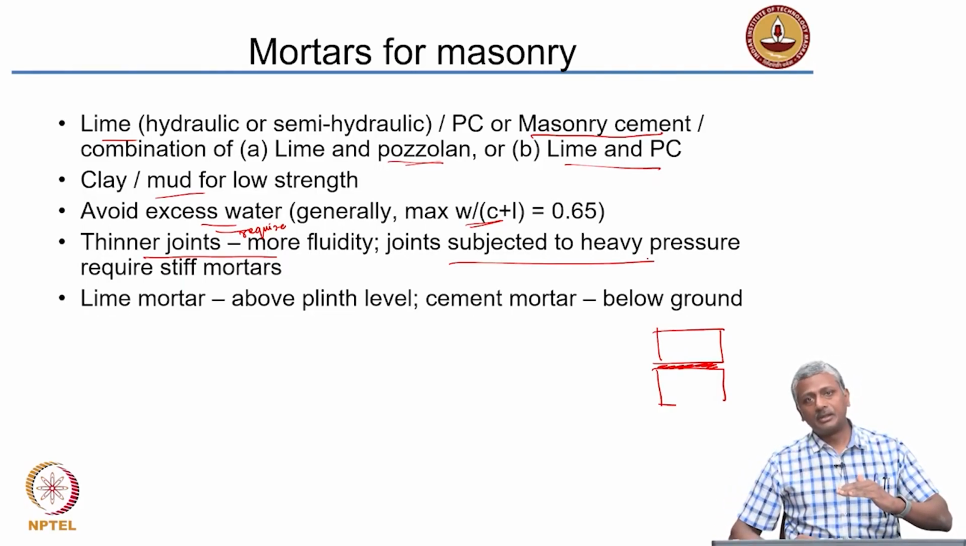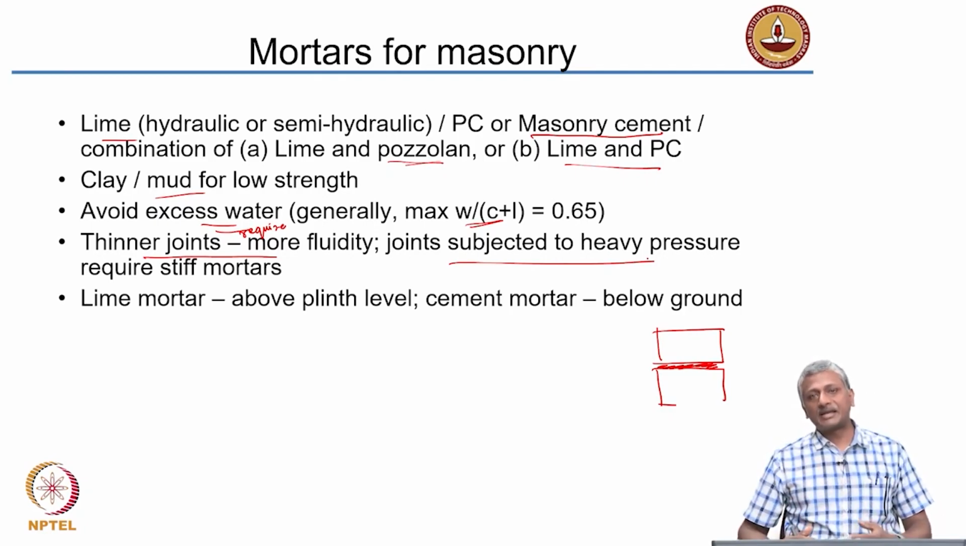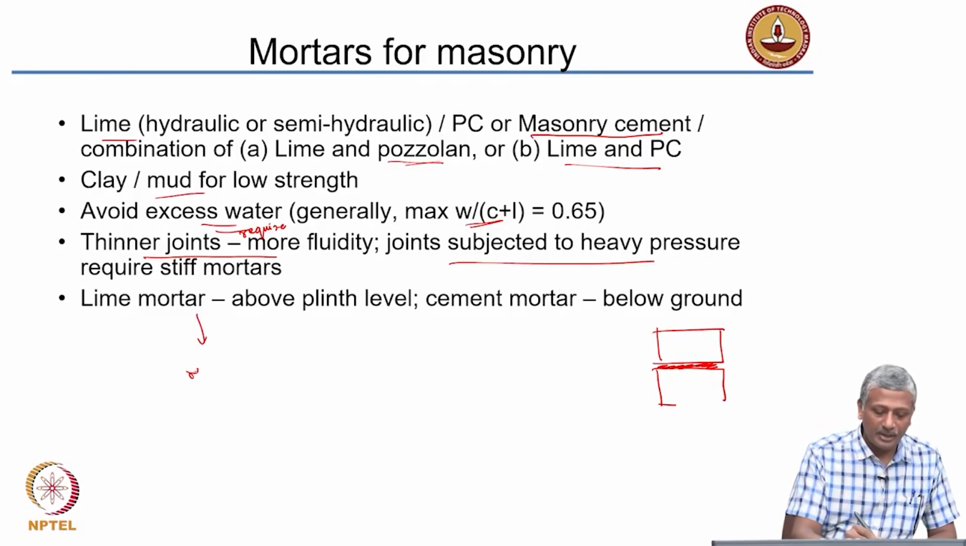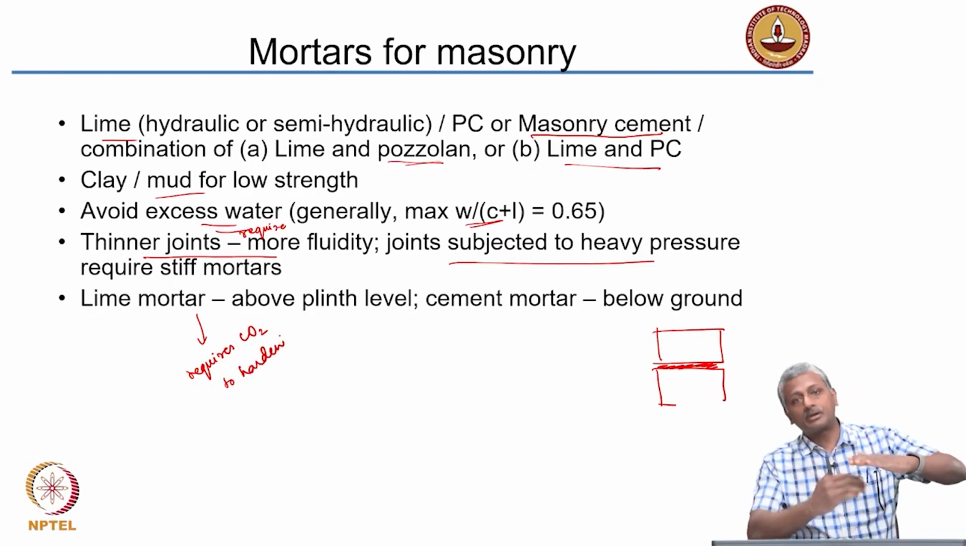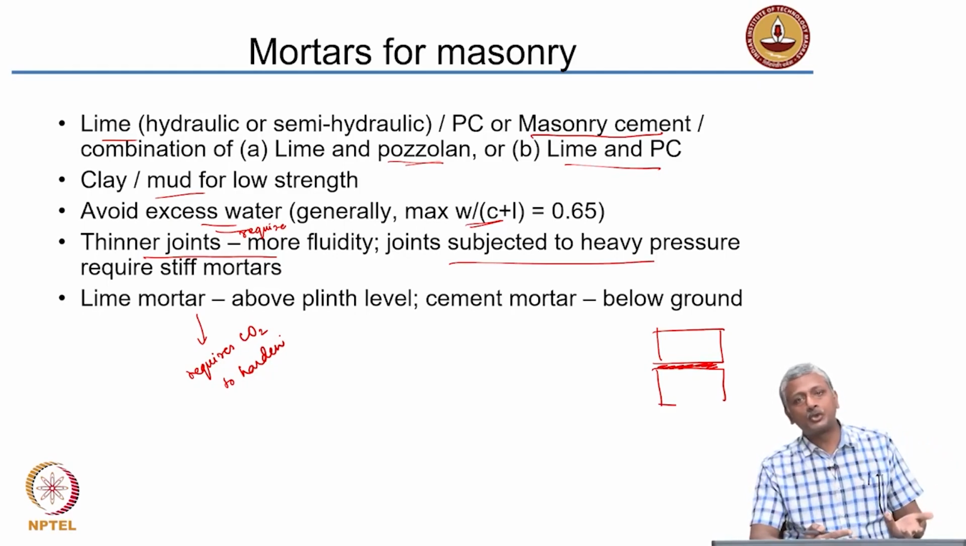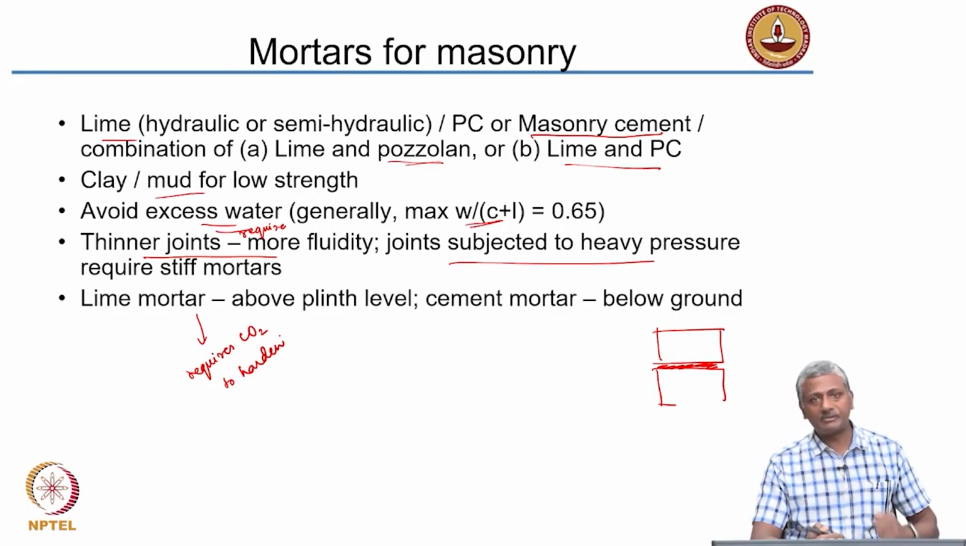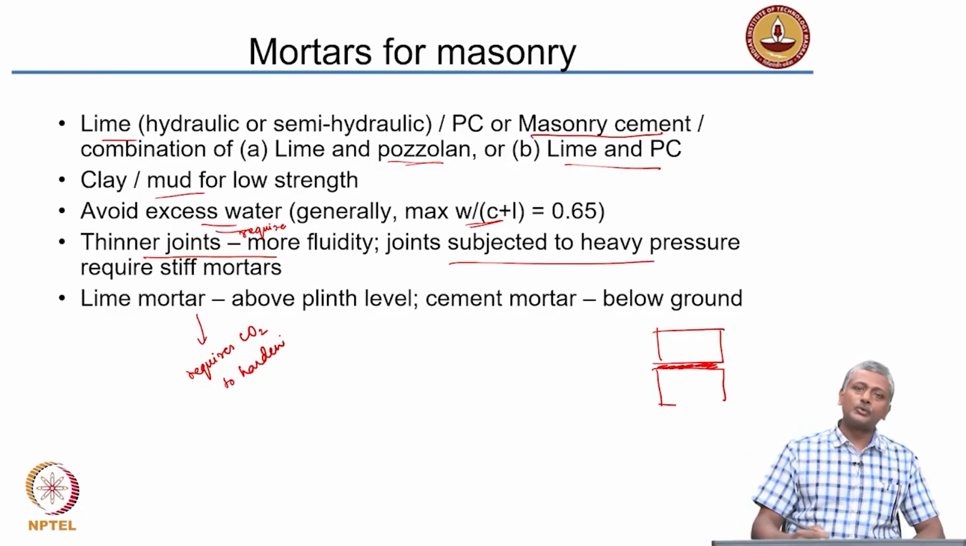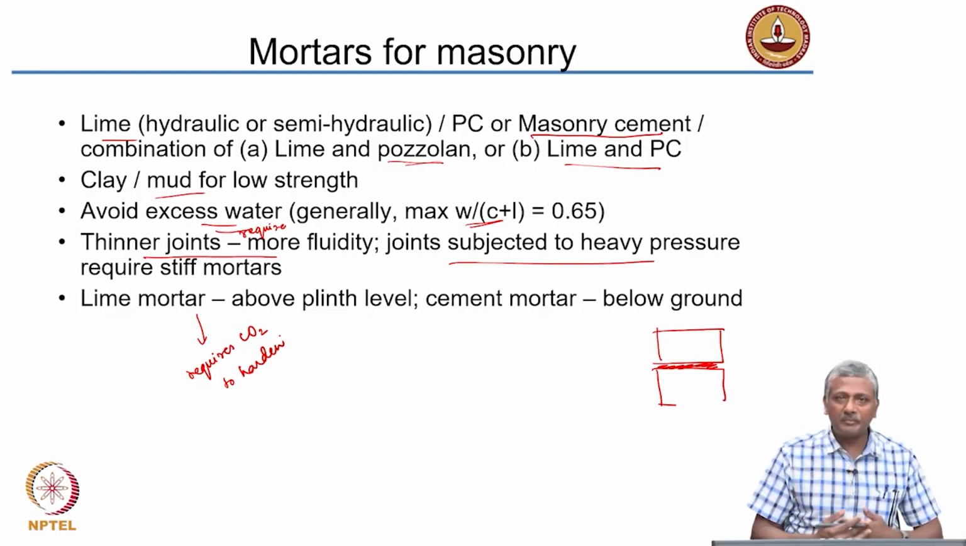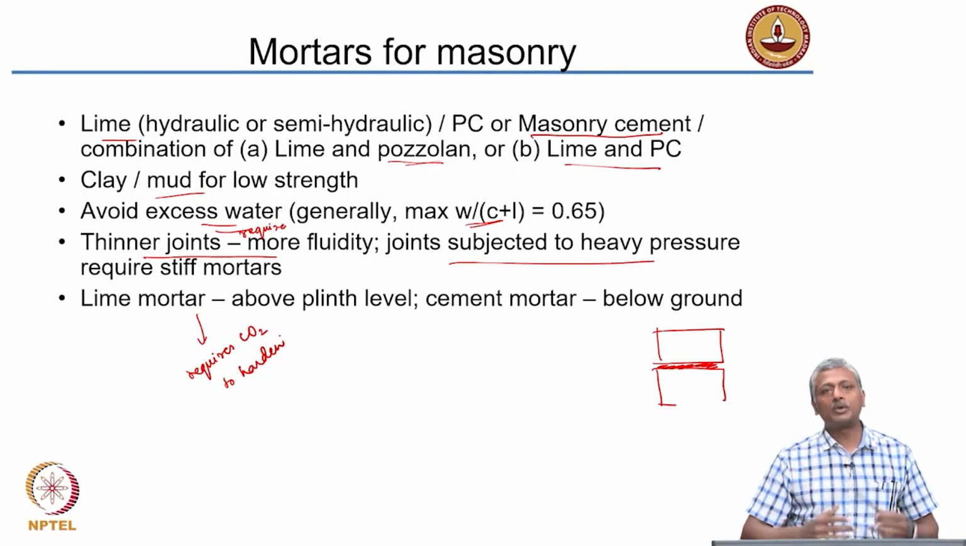plinth level. Now, why do we not use lime mortar below plinth? As I said, lime requires carbon dioxide for hardening. Okay? Lime requires CO2 to harden. Now, under the plinth level or under the ground level, you will not have enough CO2 available for hardening the lime itself. So, you do not want to use lime in the lower levels of the building. So, in the superstructure, you can use lime mortar, but today of course, people use cement mortar all through. If they are going to be doing block construction for the foundation as well as for the building, they typically tend to do it just with cement mortar.